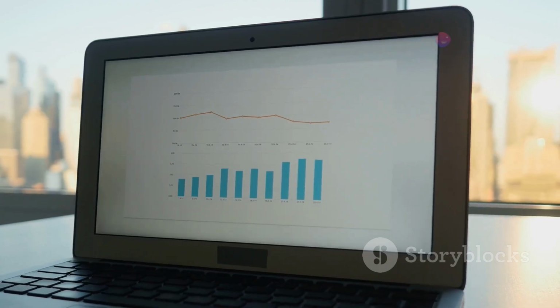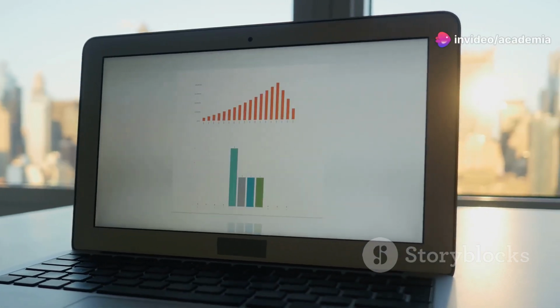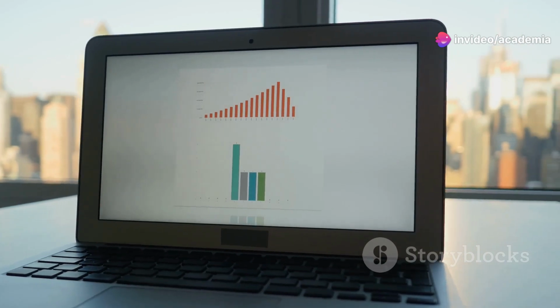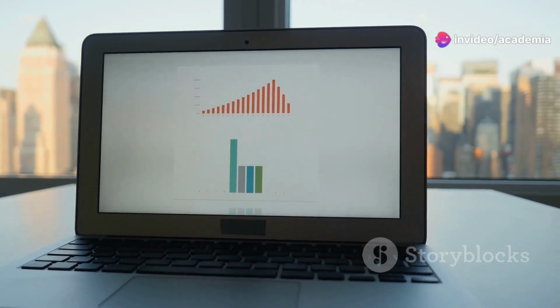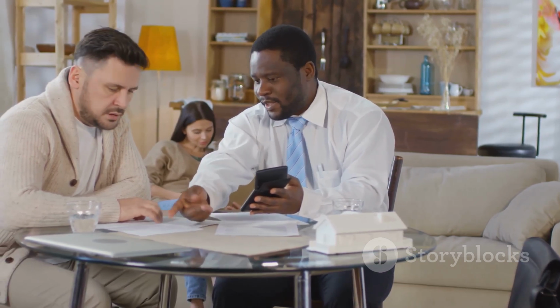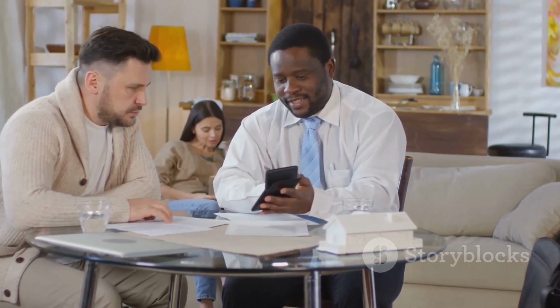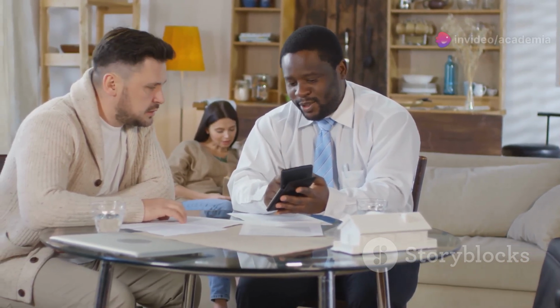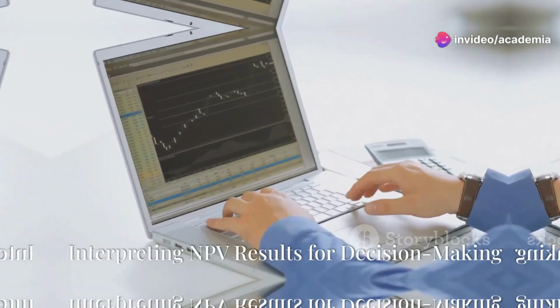This method helps businesses make informed decisions about long-term investments, ensuring that resources are allocated efficiently and profitably. By mastering the NPV calculation, you can enhance your financial analysis skills and contribute to the success of your business or investment projects.